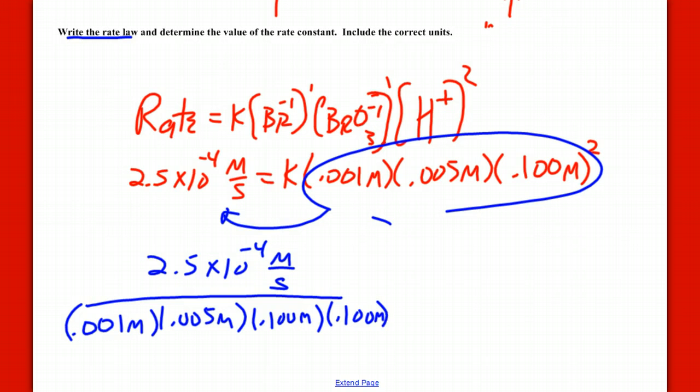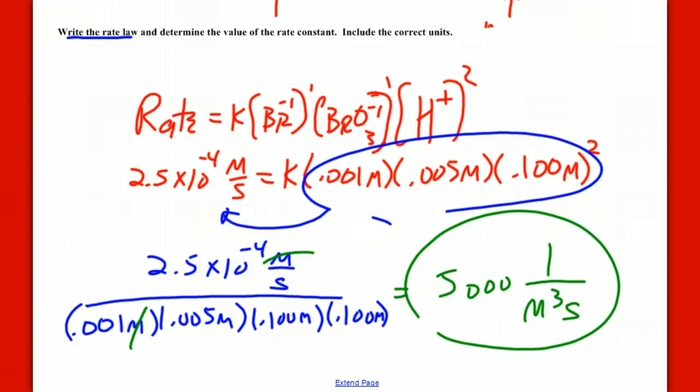Now look at your units. You have an M on top and an M on bottom. So you're left with 1 over M cubed times seconds. And when you do the math, you come up with 5,000. So that is k, including its units. All right, let's move on to the next one.